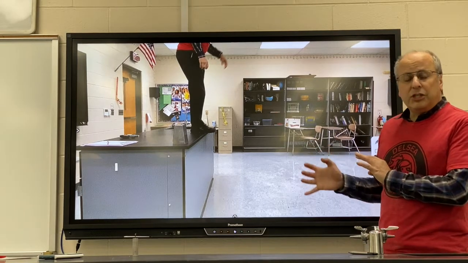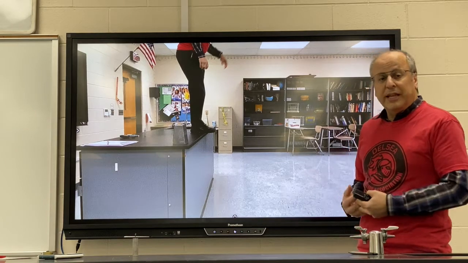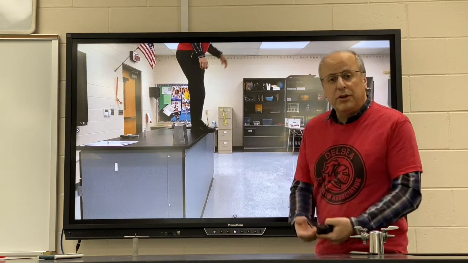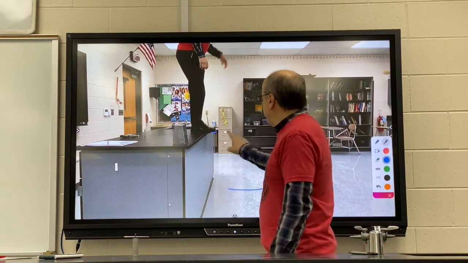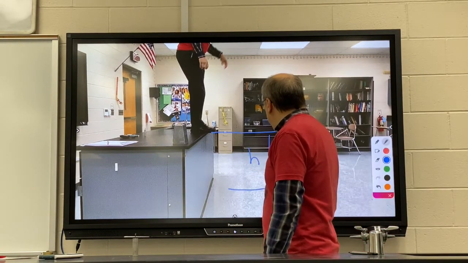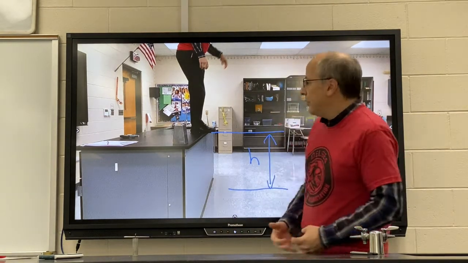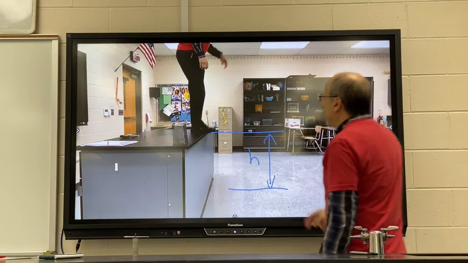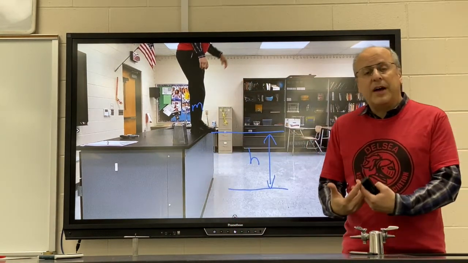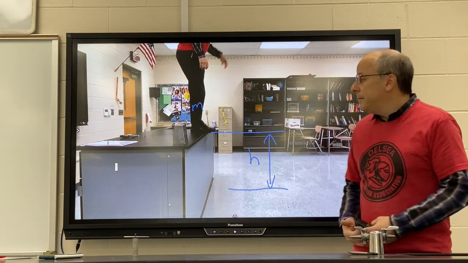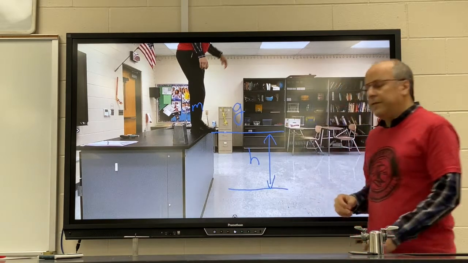Based on my position, I possess energy, gravitational energy, energy that could be unleashed upon anything that happens to be below me. This energy is determined by how high I am. That's why your position matters, okay, your height. The second factor is my mass. More massive objects are going to have more energy. And the source of this energy is the gravitational field.